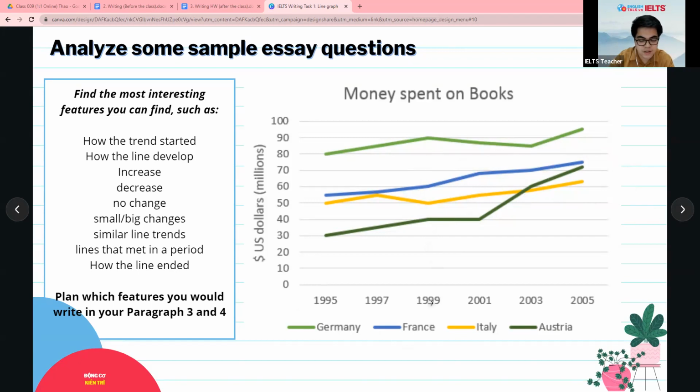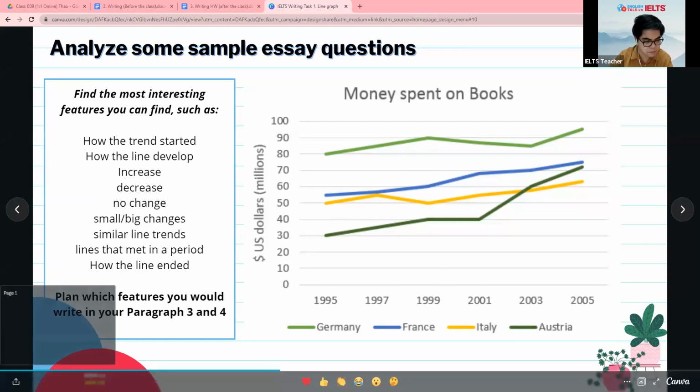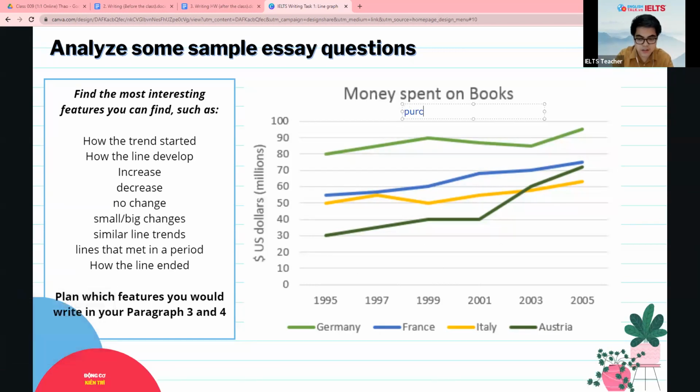It was unchanged, or remained the same, in 1999 and 2000, which was Austrians. Money spent. You can say purchase, procure. Yeah, spent, purchase, procured. What else?